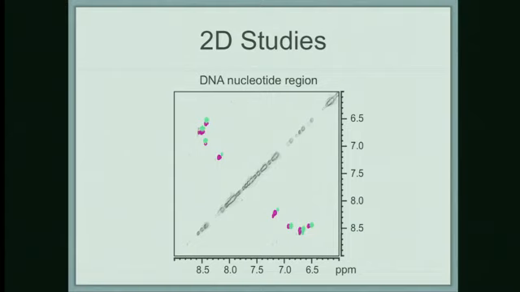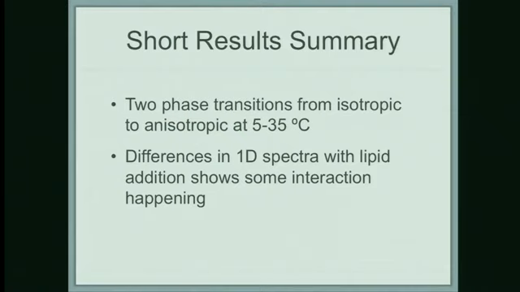This is what a 2D spectrum looks like, and I'm going to skip it because there's nothing too interesting. So for my short results summary, I see these two phase transitions happening with the deuterium and the phosphorus. I'm not too sure exactly what those are yet. And we also see differences in the 1D spectra in the presence and absence of DNA. So there's something going on there as well.